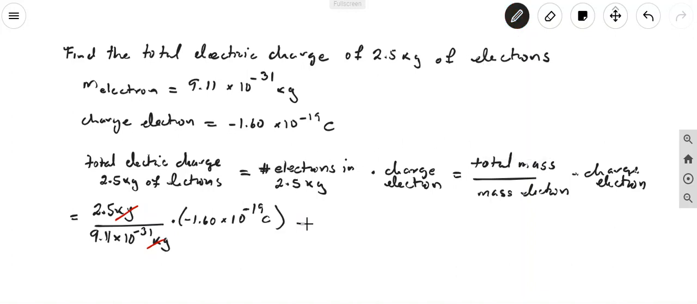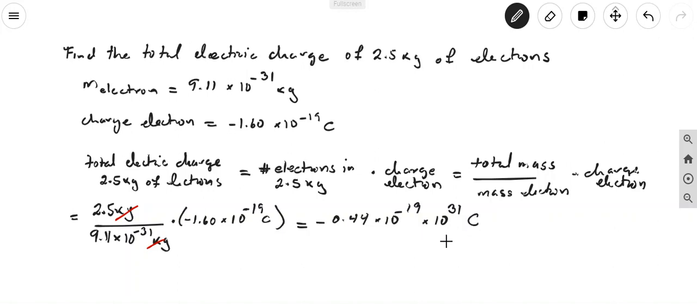And when we multiply 2.5 times negative 1.60 and divide that by 9.11, we get negative 0.44. And then we have 10 to the negative 19 times 10 to the negative 19. And the 10 to the negative 31 that is in the denominator goes up as 10 to the power of 31, positive, of course, using the rule of exponents. And this will be in coulombs.